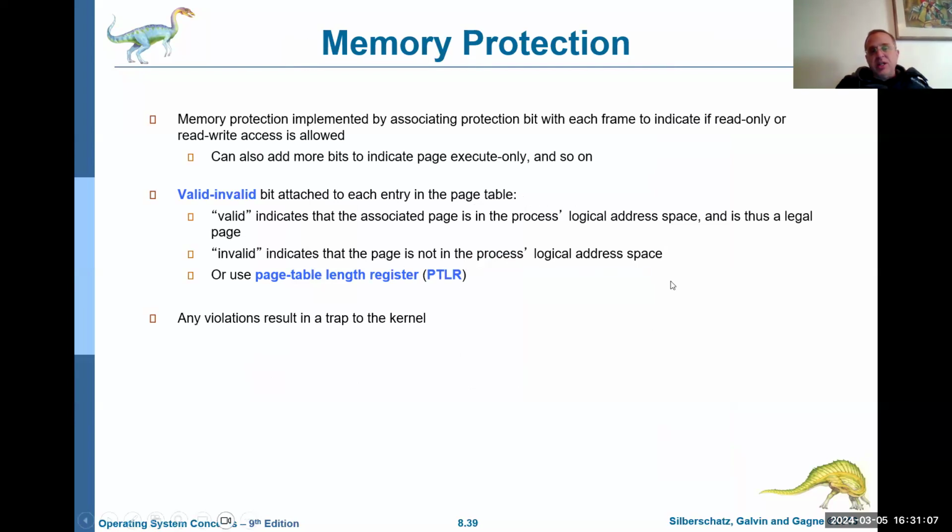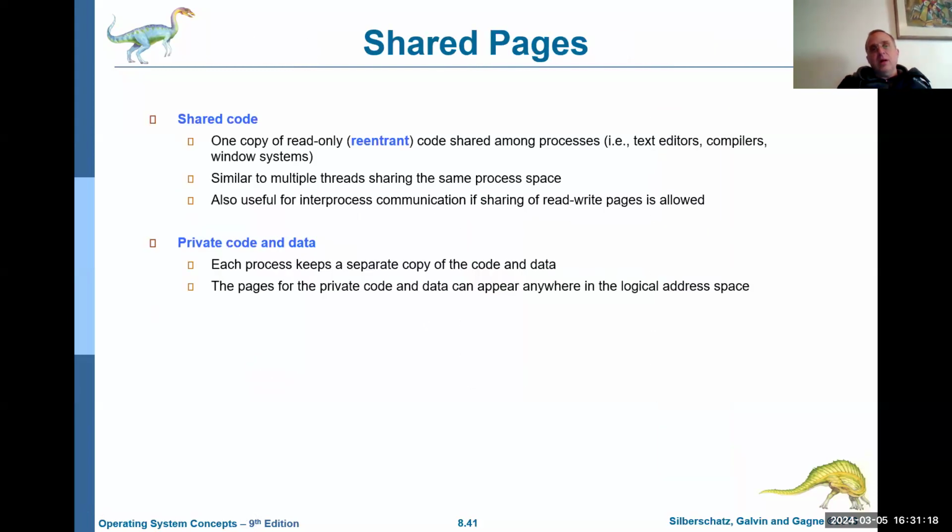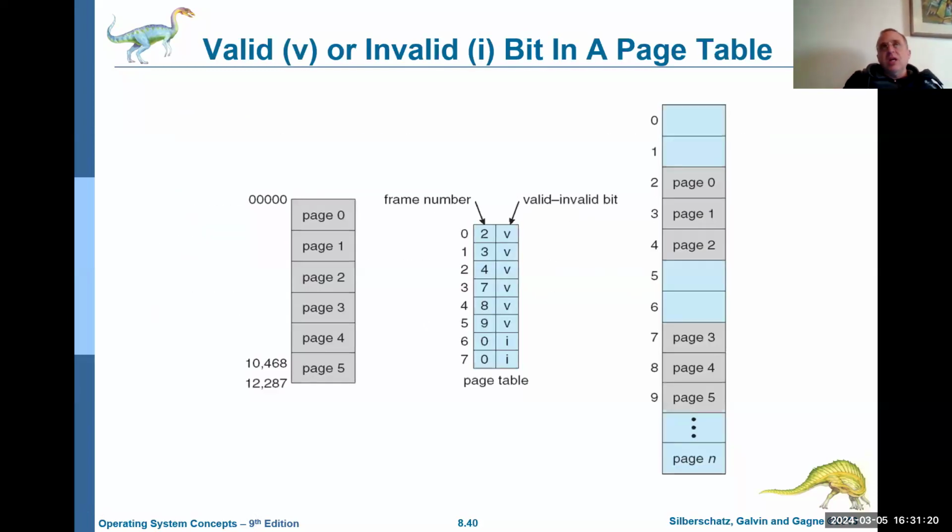Any violations result in a trap to the kernel. In other words, if somebody tries to go to an invalid page, then maybe the program will be stopped, because it should be stopped. You expect to succeed in going to that page; your program expected to get some results. If it's not going to get a result, then there's no point in continuing on, right? The program won't be running as expected. Okay, so that's this page.